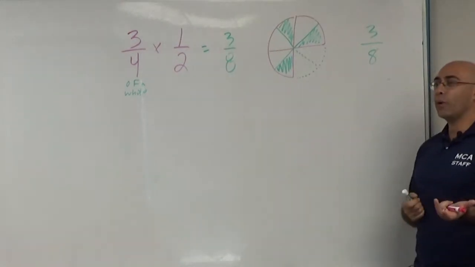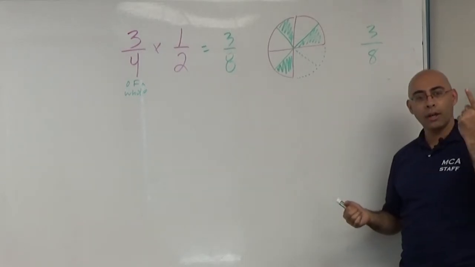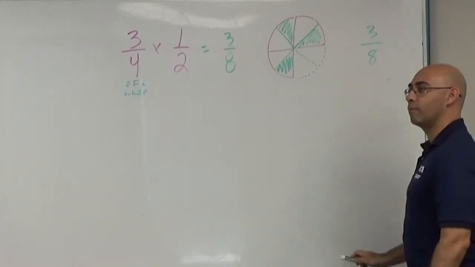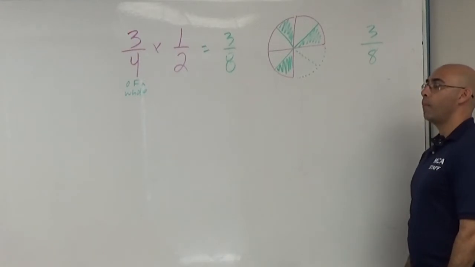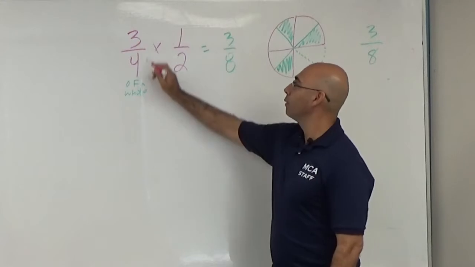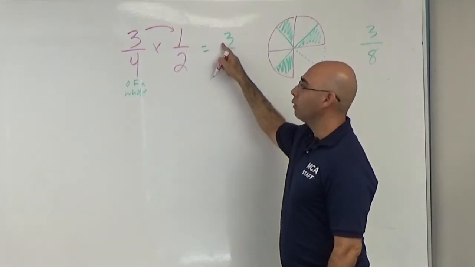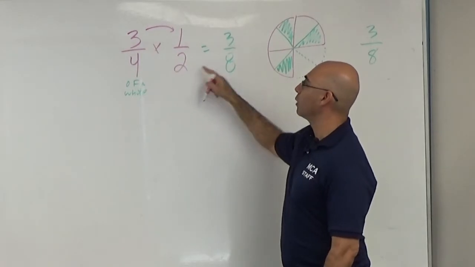Now the question is, I don't want to have to draw pictures. How could I do this without drawing a picture? Multiply across. Oh, look how easy this would be. Watch this. You just do 3 times 1. What's 3 times 1? 3. What's 4 times 2? 8.